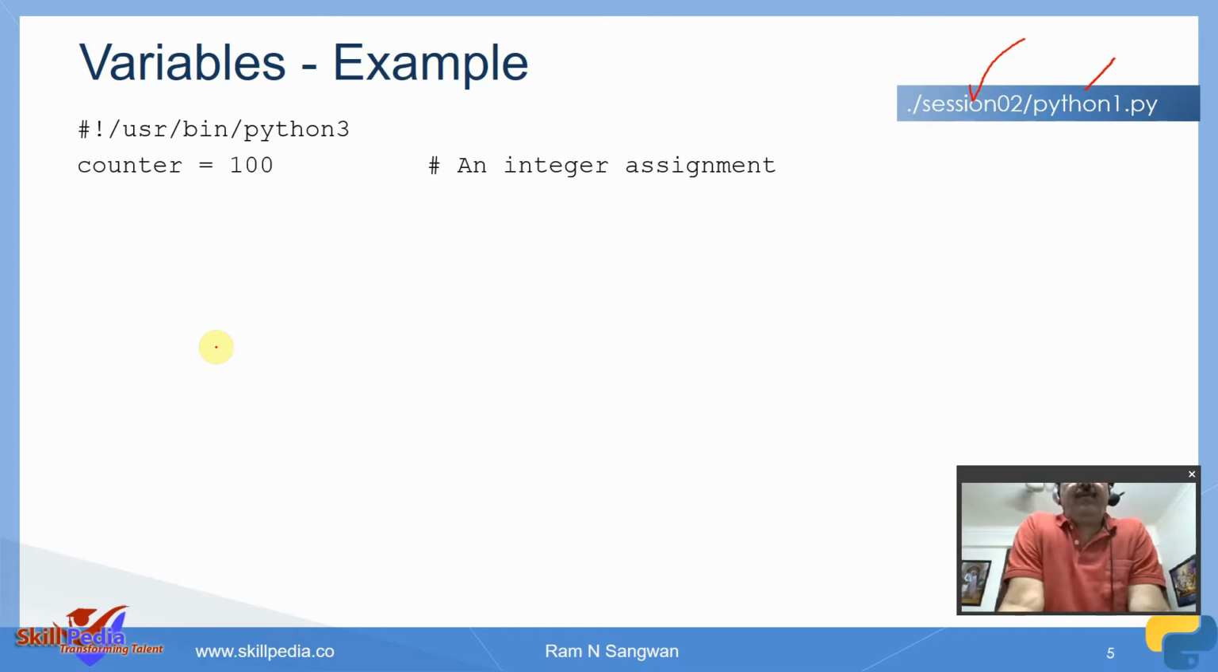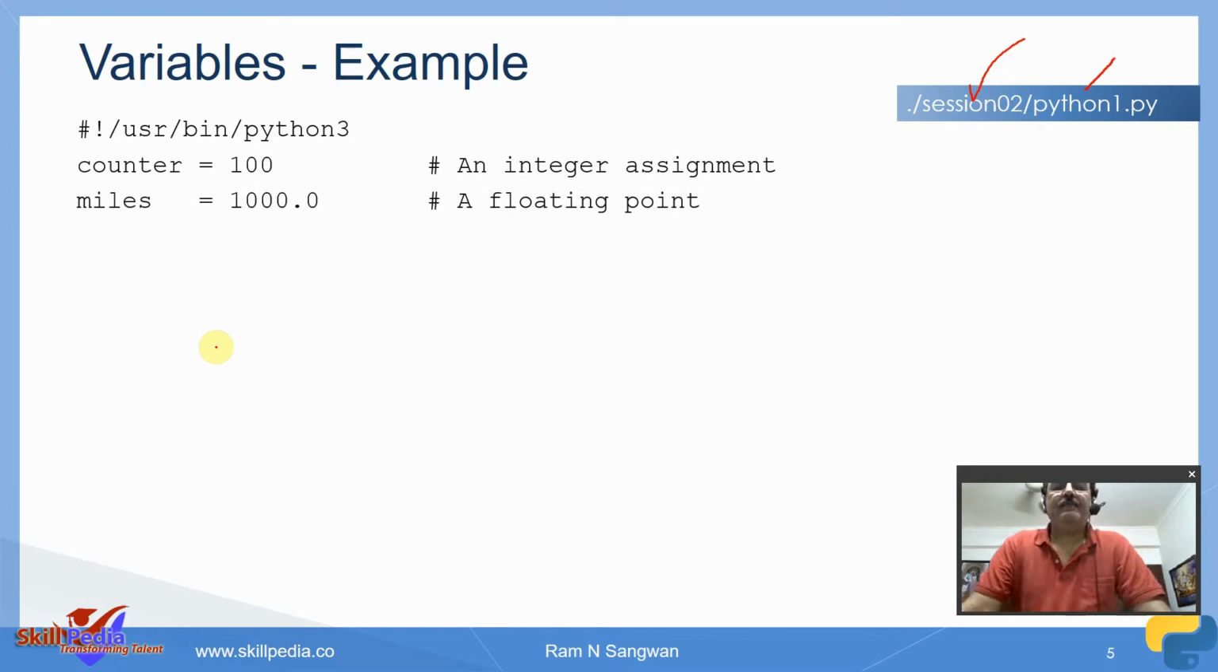So it means counter will be an integer type of variable, because we are assigning the value 100 to it. If we take another variable, let's say miles = 100.0, this .0 will make it a floating point, the decimal point. So this is going to be a floating point variable, miles. Similarly, name = "John" is going to be a string, because we are assigning a string value to it. Strings are enclosed in double quotes.